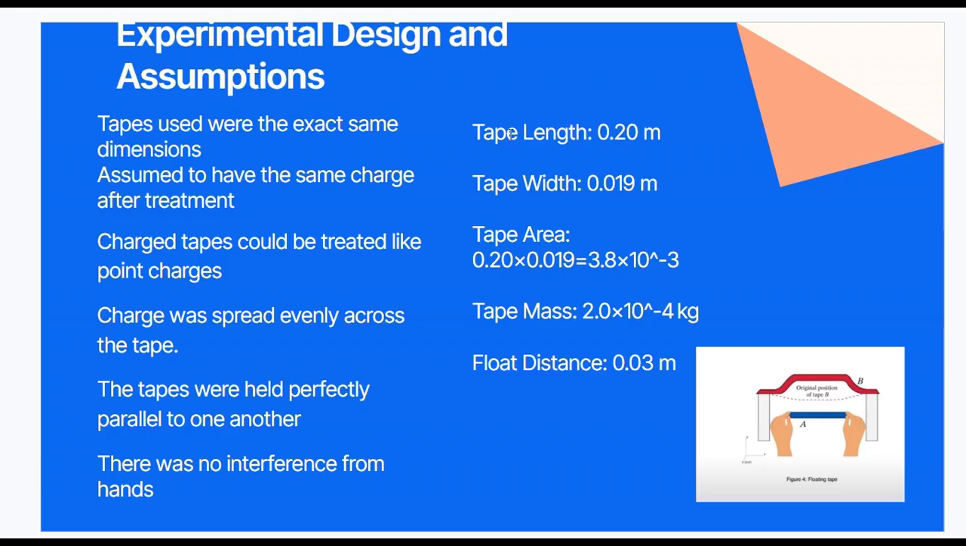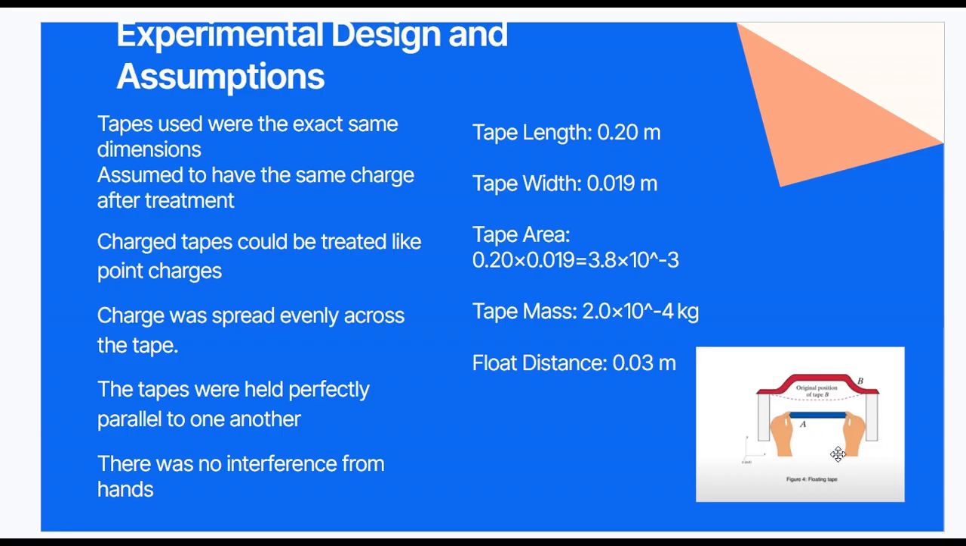Here's the design portion. The tape length was 0.2 meters. The tape width was 0.02 meters. The tape area was just width times length. So there you go, 3.8 by 10 to the negative 3 square meters. The tape mass was given as 2 times 10 to the negative 4 kilograms, and the float distance was 0.03.